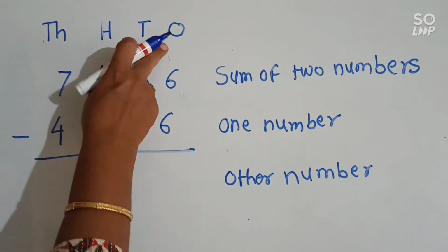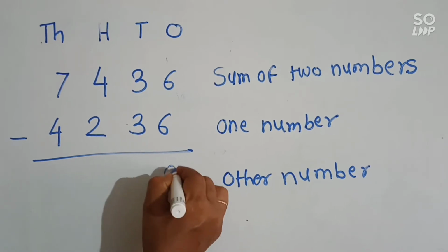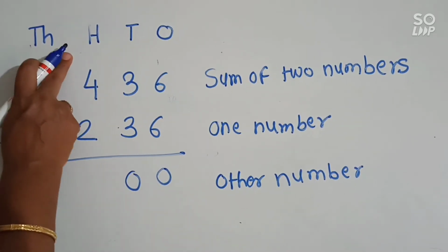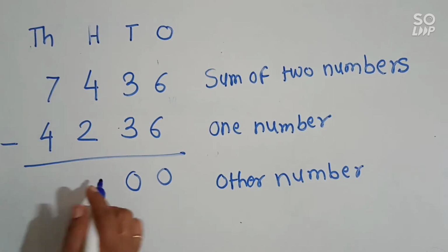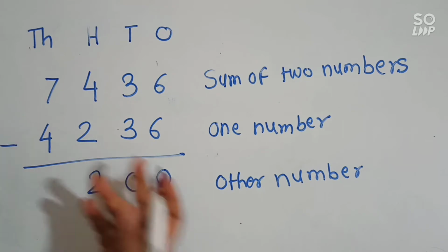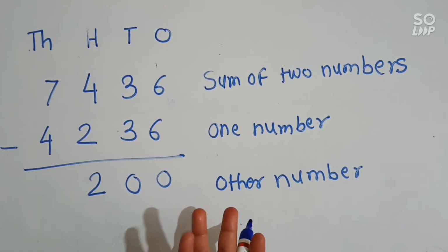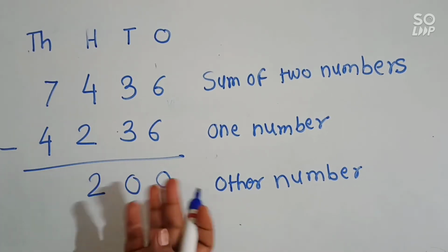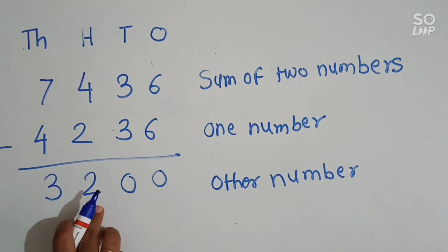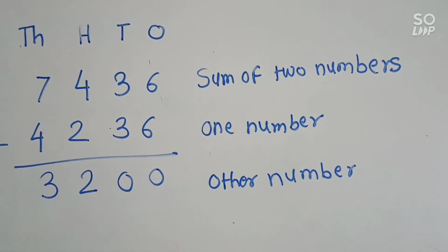Okay, ones place 6 minus 6, 0. Tens place 3 minus 3, 0. Hundreds place 4 minus 2, 2. And thousands place 7 minus 4 means after 4, 5, 6, 7, so 7 minus 4 is 3. So 3200 is the other number.